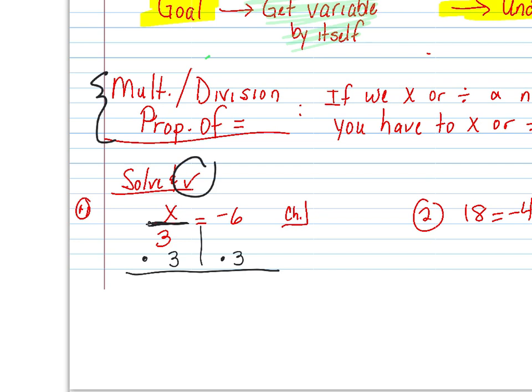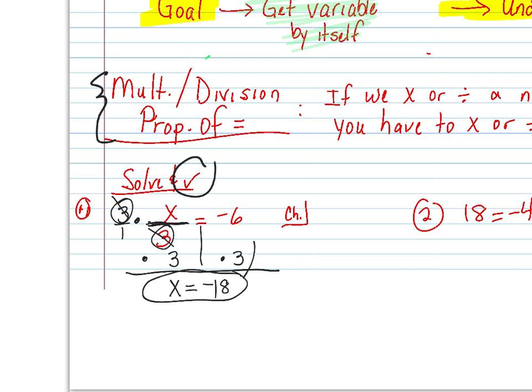Draw your line. X divided by 3 times 3? No, look, I'm going to put this times 3 out here for a second. See this right here? That 3 is 3 over 1, isn't it? What happens to the 3 in the numerator and the 3 in the denominator? Cancel out. That's why we're doing it. They become ones, right? They cancel. So we have x on this side equals, what's negative 6 times 3? Negative 18.